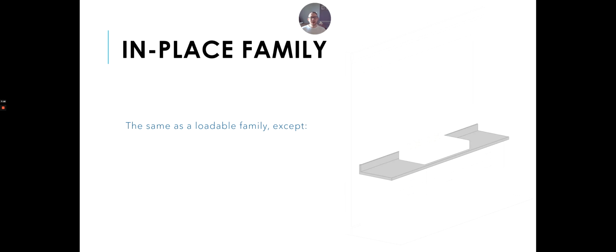All right, the third type is kind of a blending of the first and second type, and it's called an in-place family. So it has all the same attributes as a loadable family or a component family, with the exception of the fact that instead of creating it in the family editor, you can create it in the project environment. So that's why they call it in place. You're going to create a new family inside the project in the context of your project.